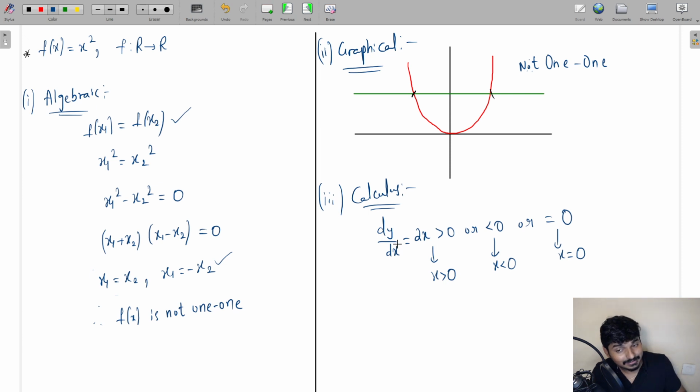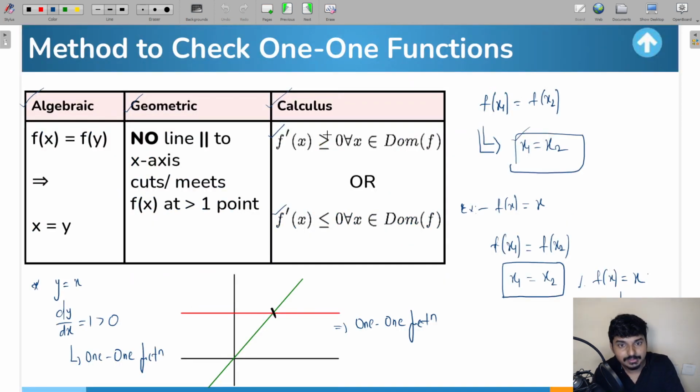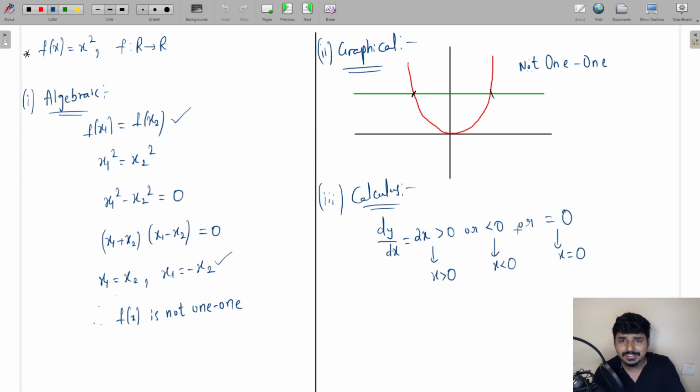So can we say that this will be a one-one function? Because I told you, the function is going to be one-one only when dy by dx is either greater than or equal to 0, or less than or equal to 0. But in this case, we're getting all three criteria: greater than 0, less than 0, and equal to 0 in the domain of the function. So this is not going to be one-one, because x square is not an increasing function, right? In the given domain, x square is neither an increasing function nor a decreasing function. So definitely we can conclude that it's not a one-one function.